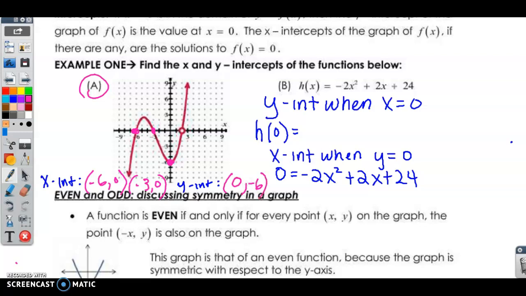All right, so for B, we do not have a graph, we've got an equation. To figure out the y-intercept, when x equals 0, we're going to plug in 0 for x and see what we get for y. So -2(0) squared plus 2 times 0 plus 24. Great, so that should give us 24. I don't like writing two equal signs in one equation, but I'm running out of room here. So that point is at (0, 24).